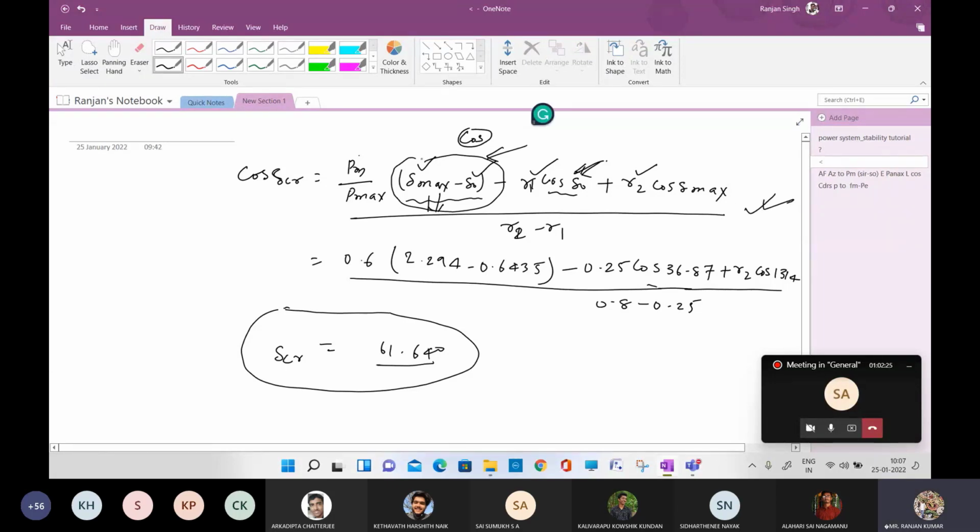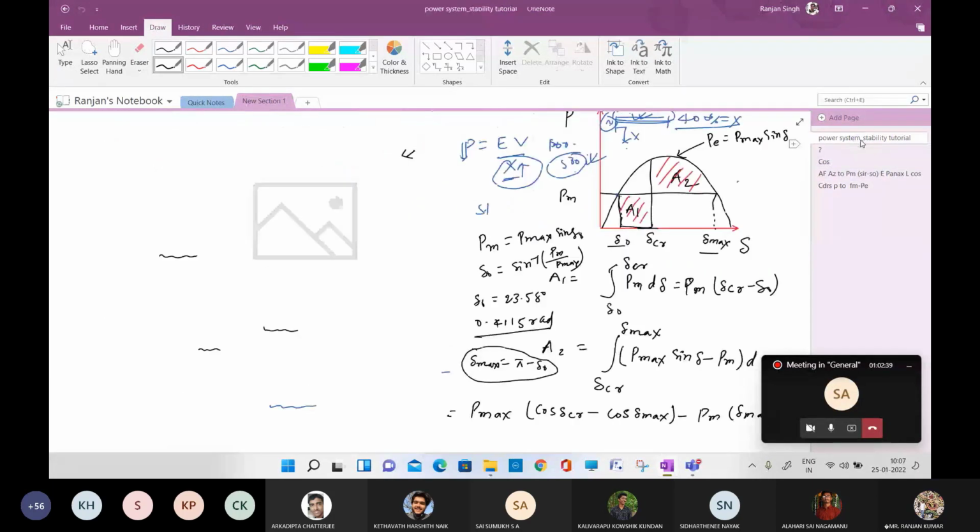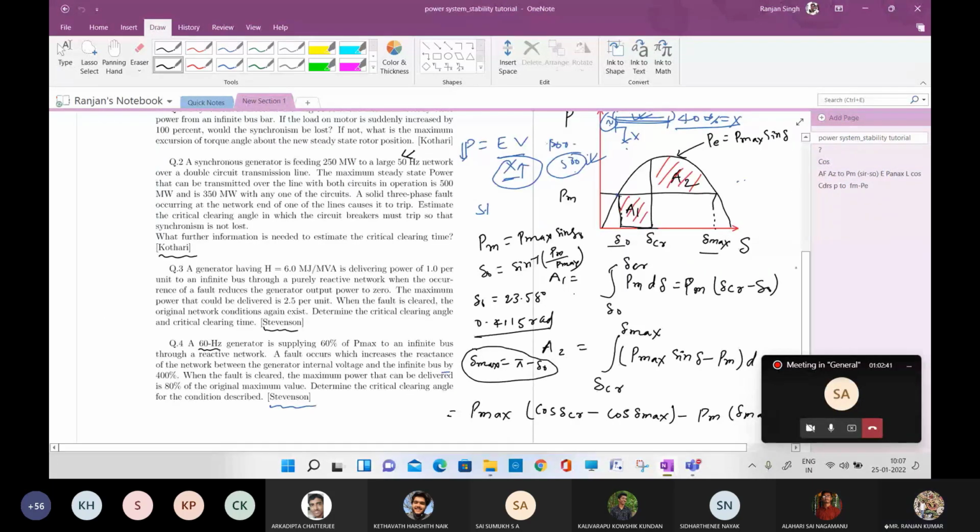If you do not remember this formula, like you forget, then simply you integrate. It will take only 1 or 2 minutes. Then you can get the answer. So here the condition is like, I solve here for the question.